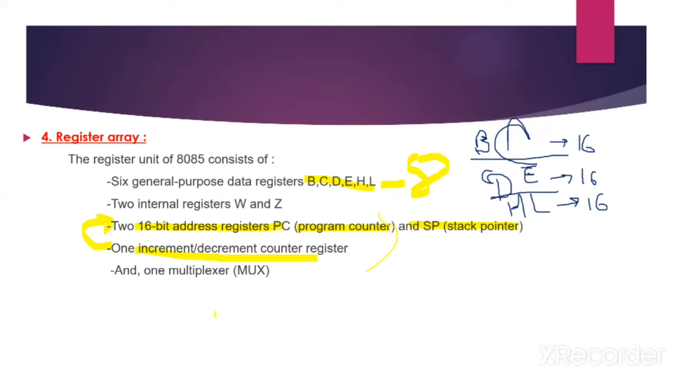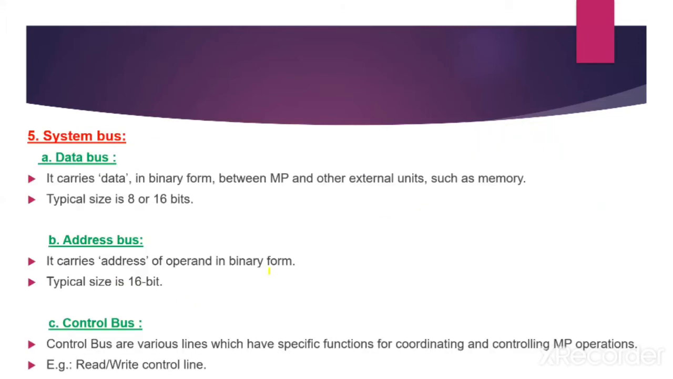MUX is multiplexer. Next block is system bus. Microprocessor has 3 buses: data bus, address bus, and control bus.